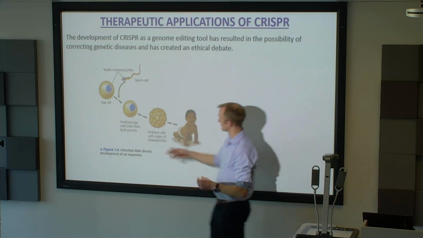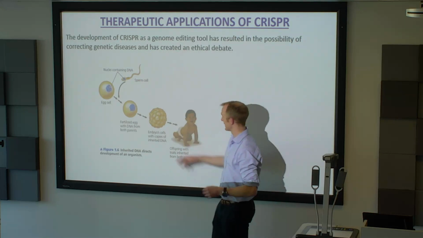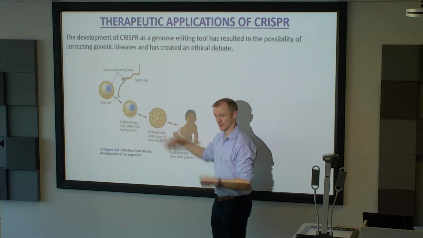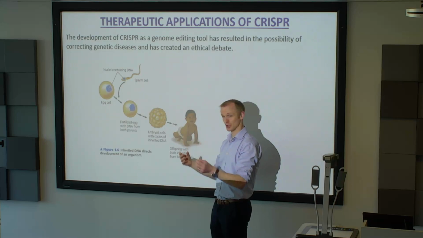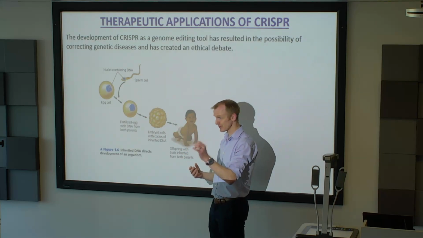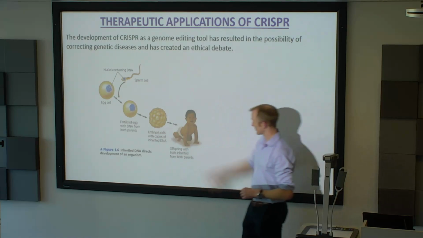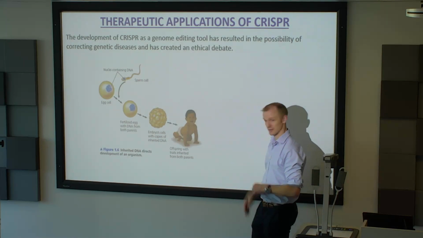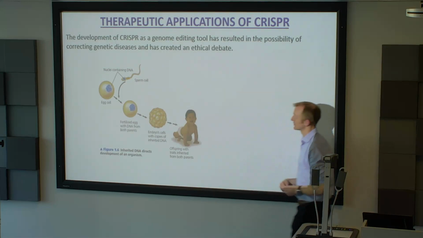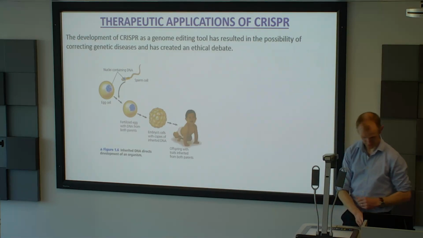And when that egg develops into 2 cells, 4 cells, and so on, each of those cells will have the new genetic rearrangement brought about by CRISPR-Cas9, so that you could potentially have an offspring in which all of its cells have been modified through CRISPR-Cas9.